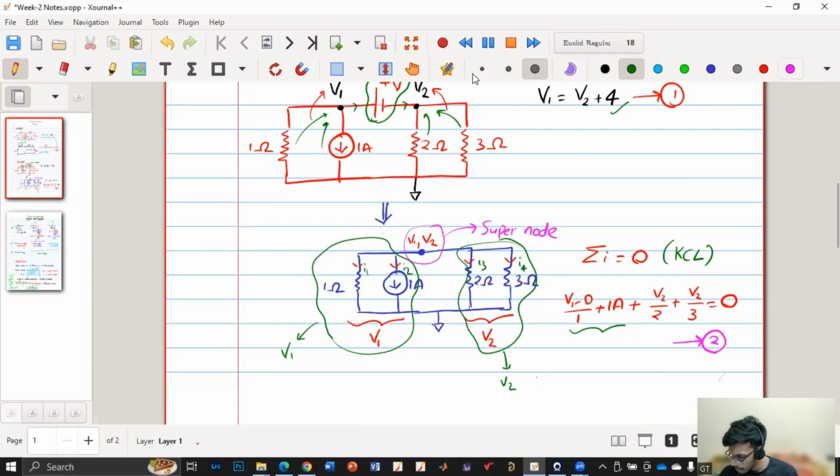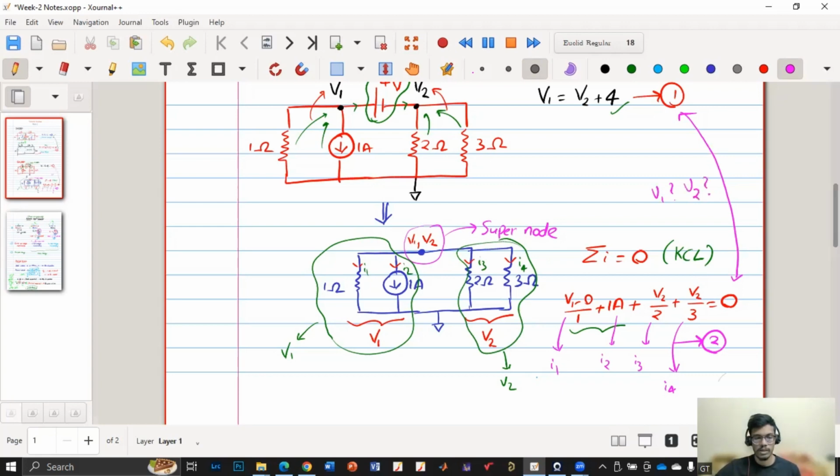So V1 minus 0 by 1 is my I1, 1 ampere is my I2, V2 by 2 is my I3, and V2 by 3 is my I4. The summation of all this will give 0. Now I have one equation here and one equation here. By solving this, we'll get V1 and V2. I hope this is clear, how to use Supermesh and Supernode.